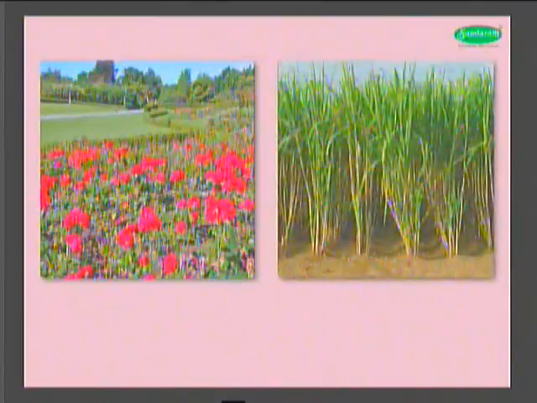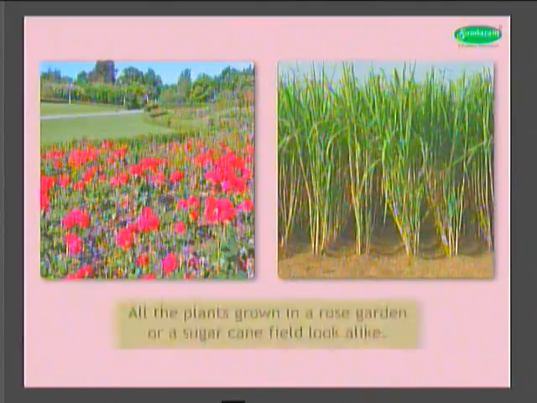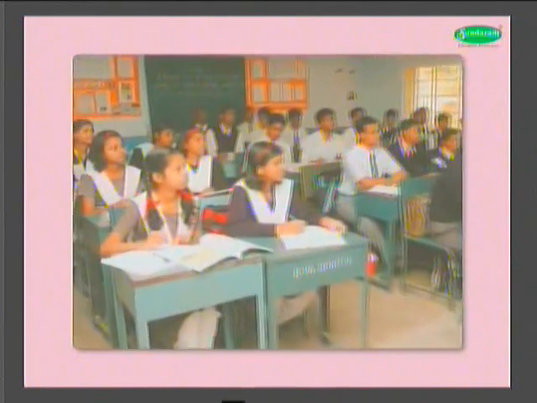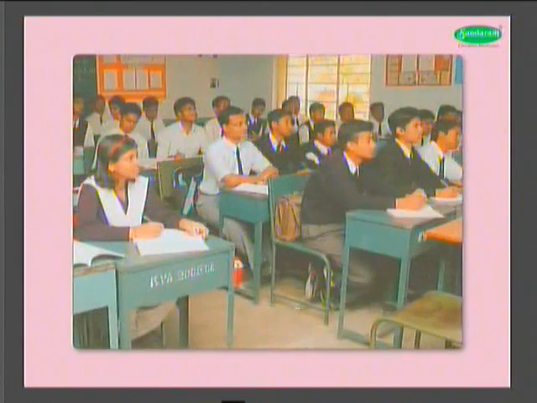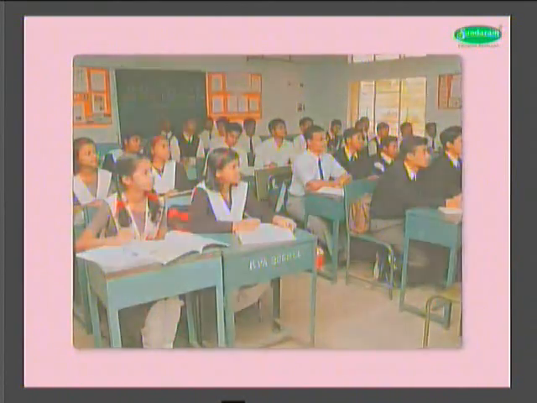Observe the plants grown in a rose garden or a sugarcane field. Are the plants grown alike or do they look very different? All the plants grown in a rose garden or a sugarcane field look alike. Take the example of your class. Do all the students in your class look alike? No, all the students in the class do not look alike.